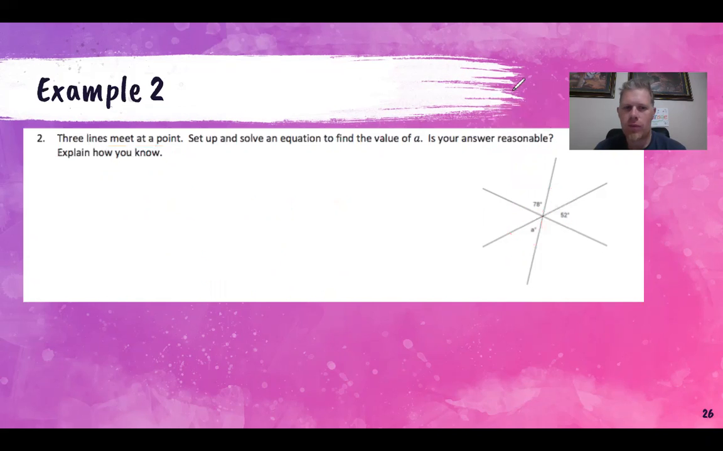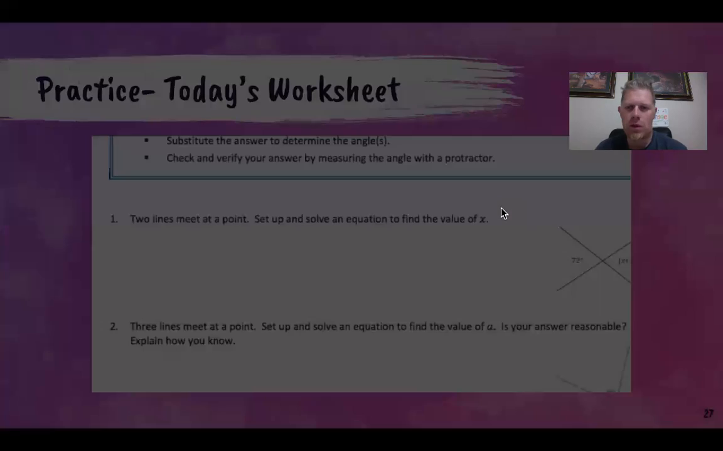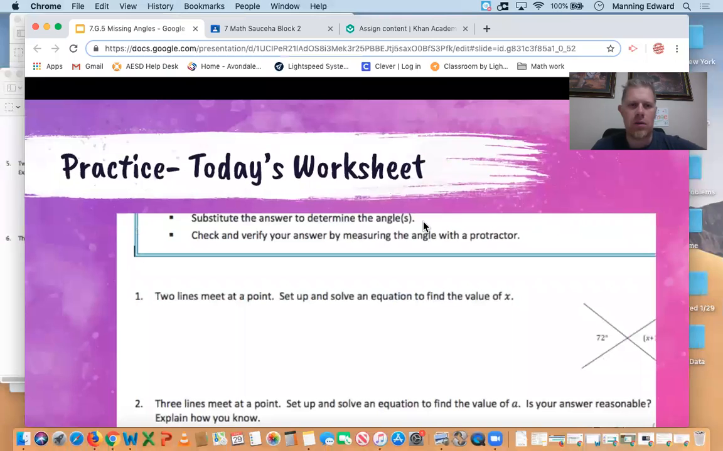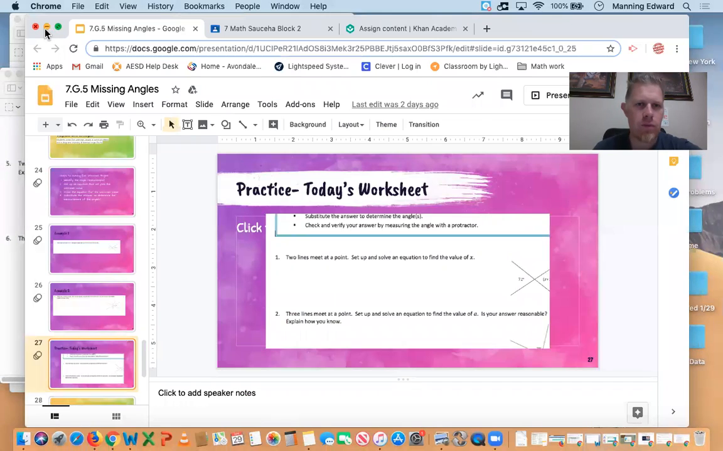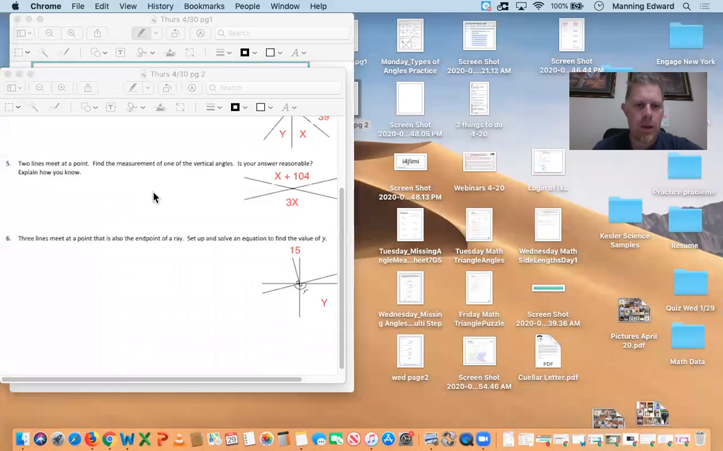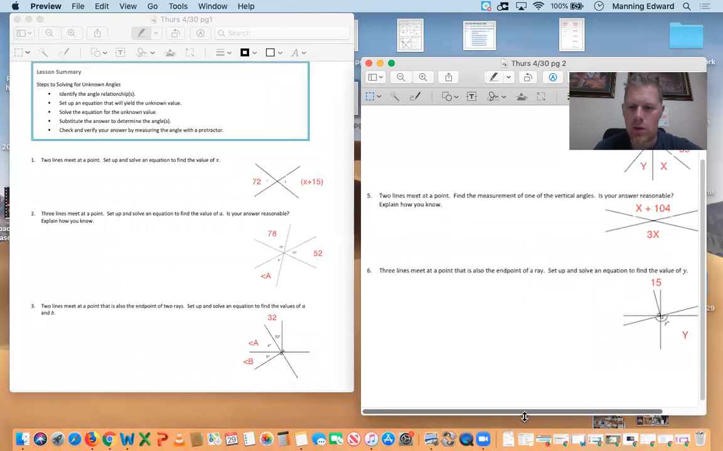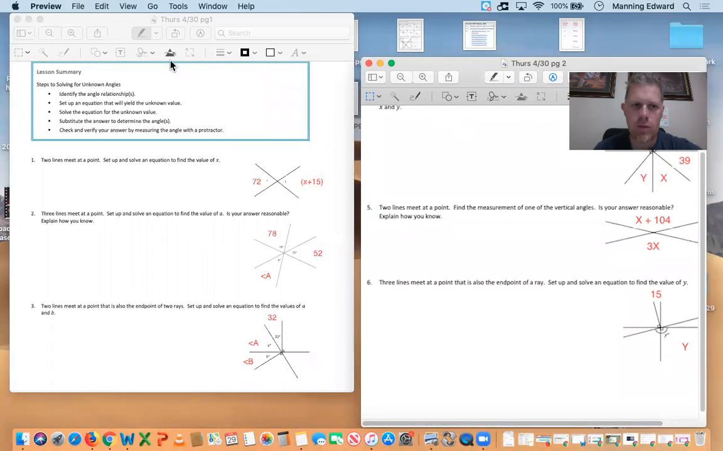All right. So what I'm going to have you guys do is for today's worksheet, you're going to have these. You just basically got to solve for the value of x. All right, so on here, we got our worksheet of what we're going to be working on.